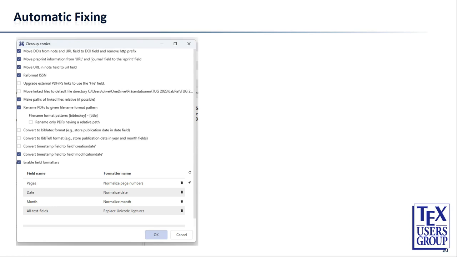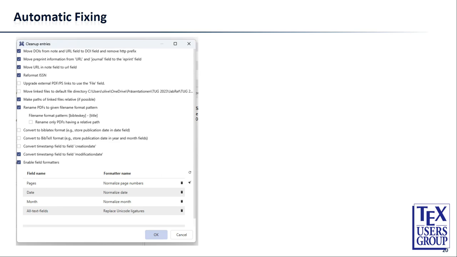And finally, this is the expert thing. We've got formatters for all fields. As an example, we've got a pages formatter with normalized page numbers, because in BibTeX you need to have double dashes in the page numbers, and this formatter just fixes it. And for the date in the BibLaTeX case, the date is written in ISO format. For the month, there is month normalization, and for all text fields we have the Unicode formatter, because BibTeX and Unicode is an issue, so we replace all Unicode characters with LaTeX encoding.